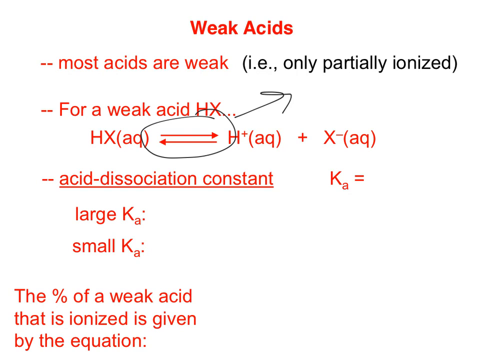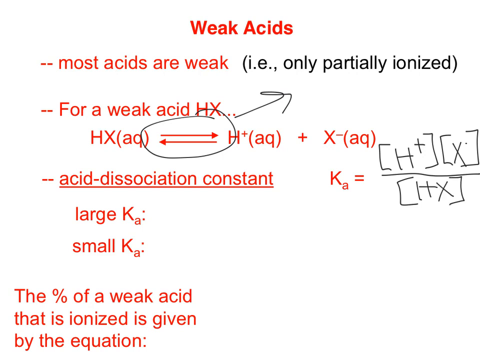10 raised to the negative pH and negative log, the concentration of the H plus, we can calculate that. This is a little bit different. And we have to identify what an acid dissociation constant is going to look like. And that is going to be this. All right, H plus times X minus over HX. So again, we're going to have to be calculating these things.